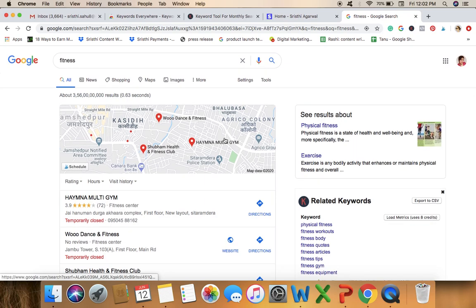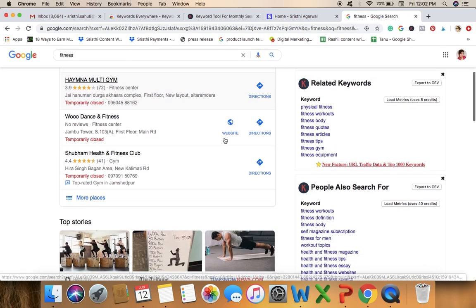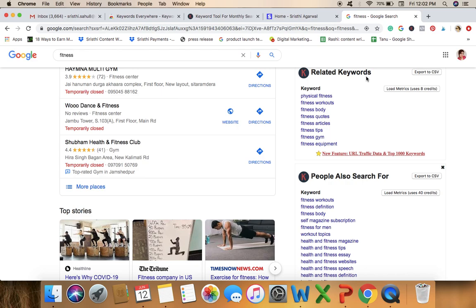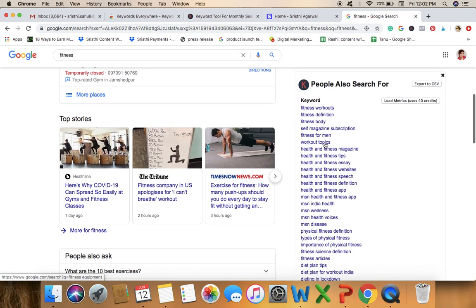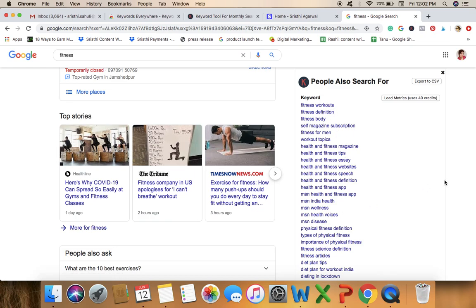Now, why I told you that you should have the Keywords Everywhere tool is because just see, it is also going to give you related keywords which are very popular. So again, you can see these, and People also search for, so it will tell you what exactly people are searching for on Google when you type the word fitness.